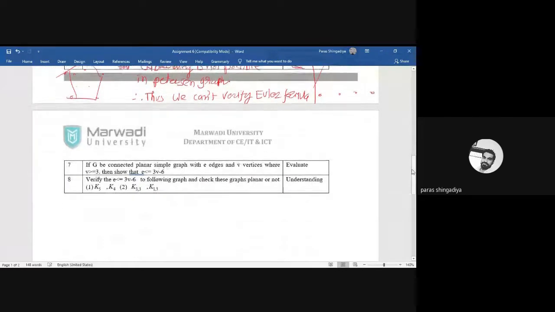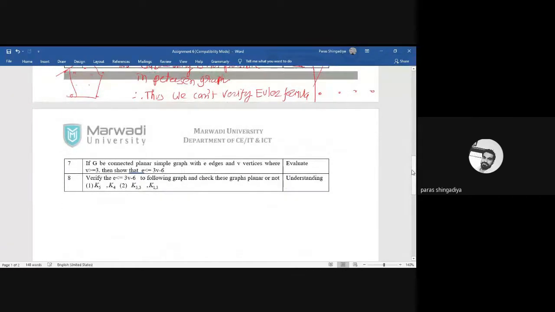And now question number 7, that we already finished. Okay, during the lecture, you have to write a proof here. G is a connected planar simple graph with E edges, V vertices, where V is greater than or equal to 3, so that E is less than or equal to 3V minus 6. Okay. This theorem we already proved during the lecture session. So you just revise it and then complete it in your book.